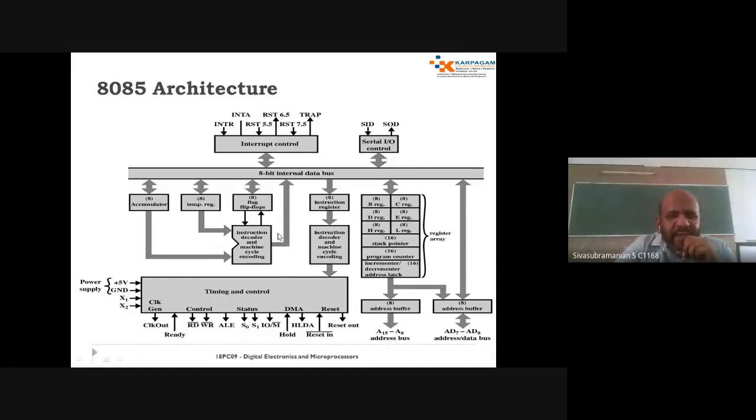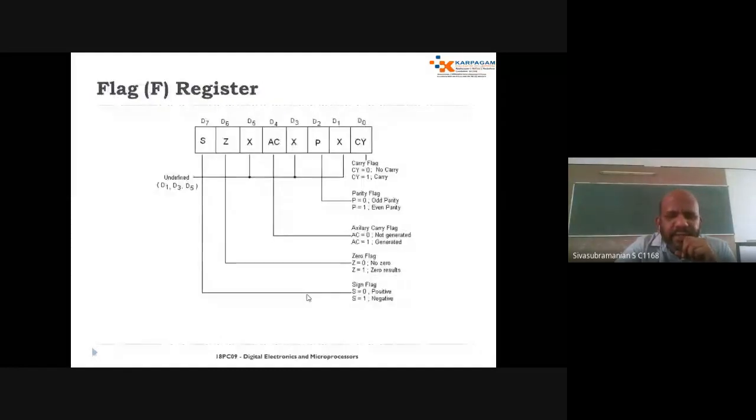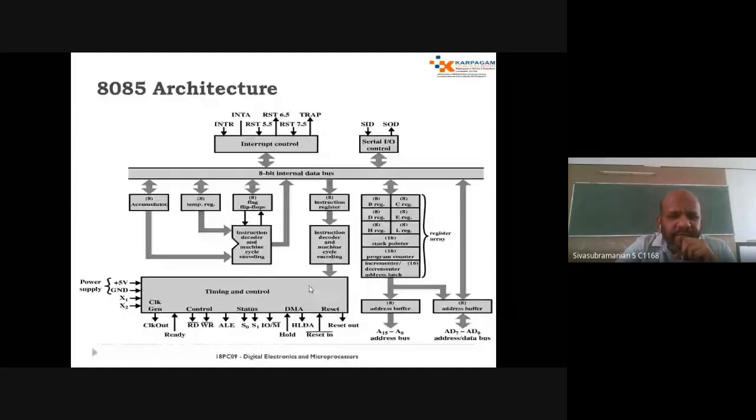Then you have got a timing control unit which is available here. In this timing control unit, we have got two things, right? The instruction register and decoder, and the control signals. Control signals are nothing but the pins which are available here in the timing control block, right?